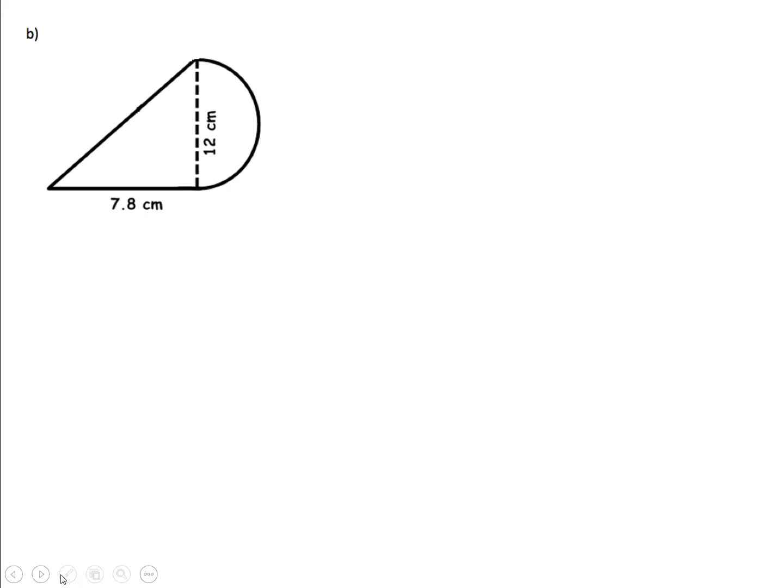Here we have two different shapes. I'm going to switch my pen color to blue. And we have a right angle triangle here. We have the triangle in blue. We'll call that area 1. And then I'm going to switch over to red because red's a good opposite color. Then we have a half circle, and we'll say that's area 2.